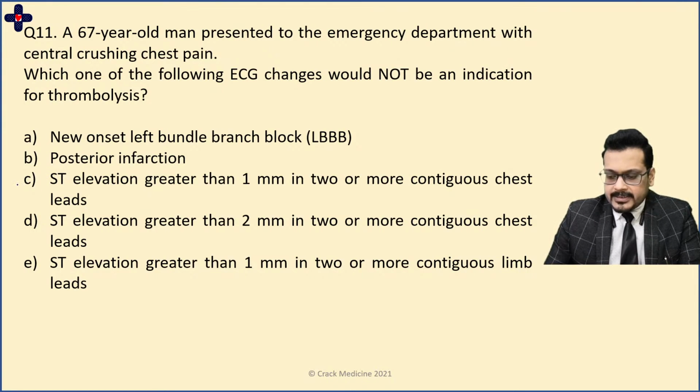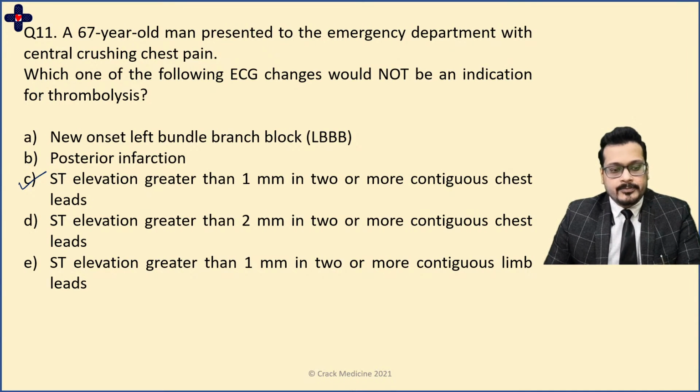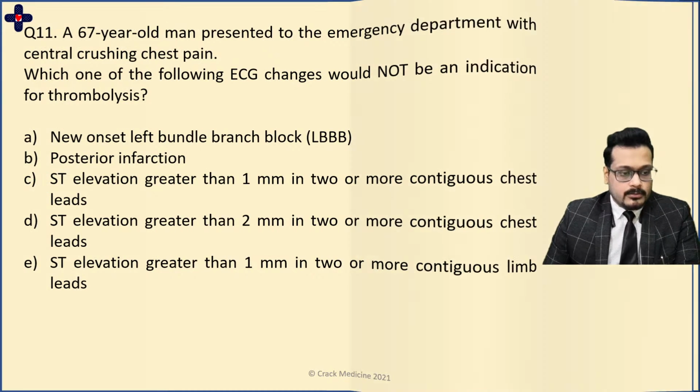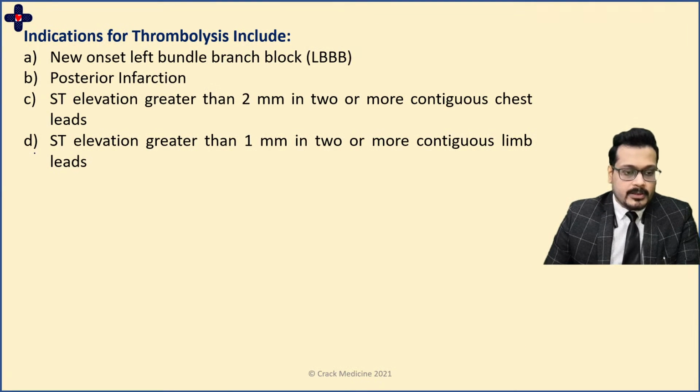So Dr. Pavan, please note here that new onset left bundle branch block is an important thing, and it is a very good indication for thrombolysis. Okay. So C is the right answer here. So basically, you do not do thrombolysis when it's 1 mm in your chest leads. Rather, you do thrombolysis when it's 2 mm in your chest leads and 1 mm in your limb leads.